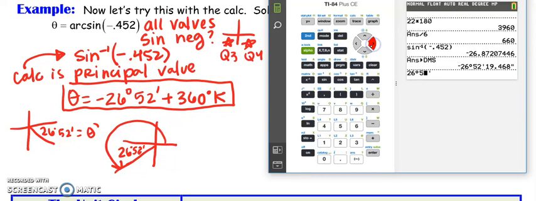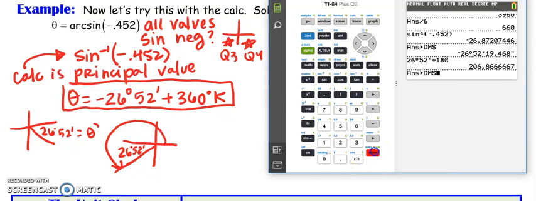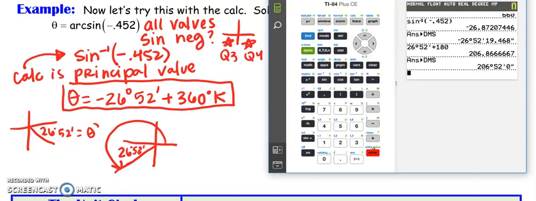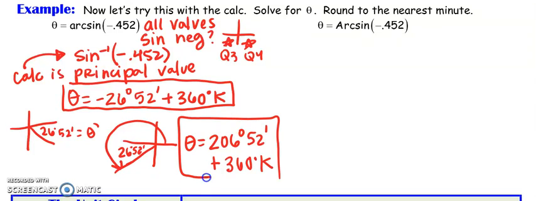Okay, so we've got our angle here, and I'm going to add 180 to it. Now, some of you could have added this in your head. Am I right? So right here, we have 206 degrees and 52 minutes for my quadrant 3 answer. And then that's plus 360 degrees times however many rotations forwards or backwards you go. So there's your two answers.